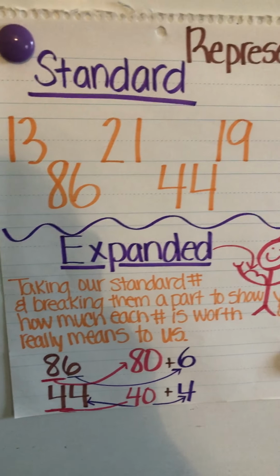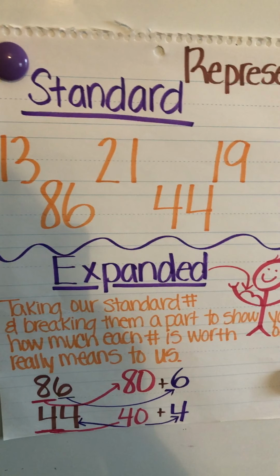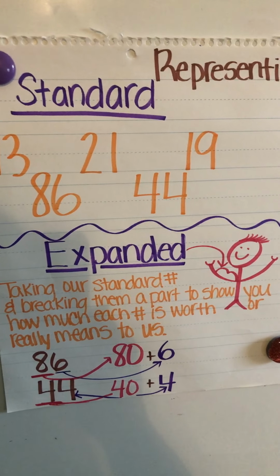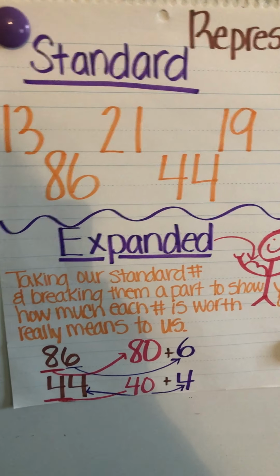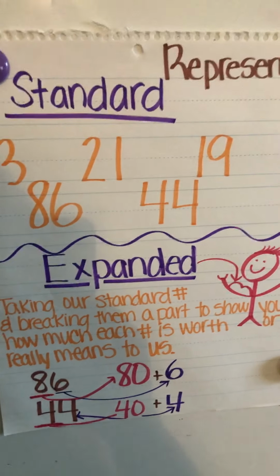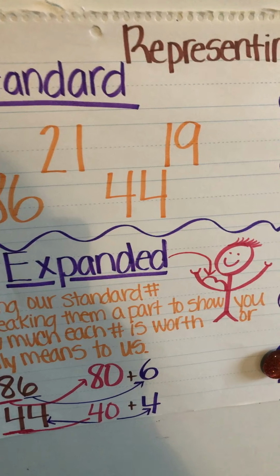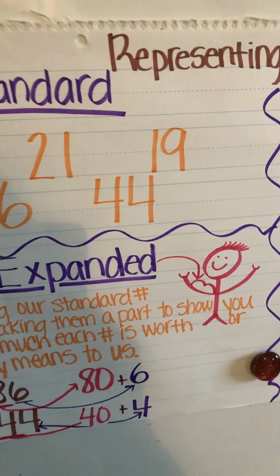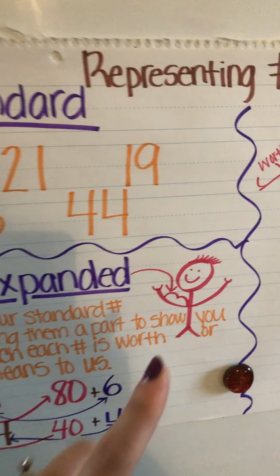Expanded form means taking our standard numbers and breaking them apart to show you how much each number is worth, or what it really means to us when we say the number 8621. What does that really mean? What does that number mean? Just like with our letters, we know what the sound A is. It's not just the letter A, right? There's a purpose behind it, okay?